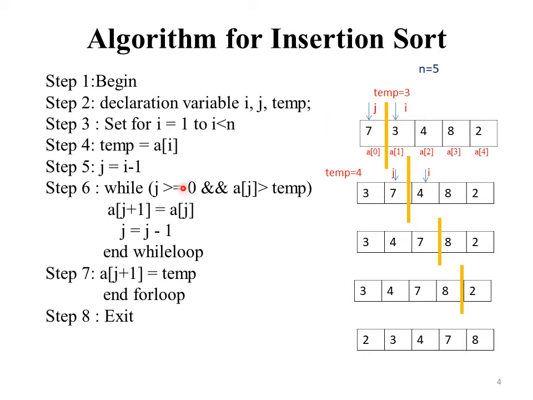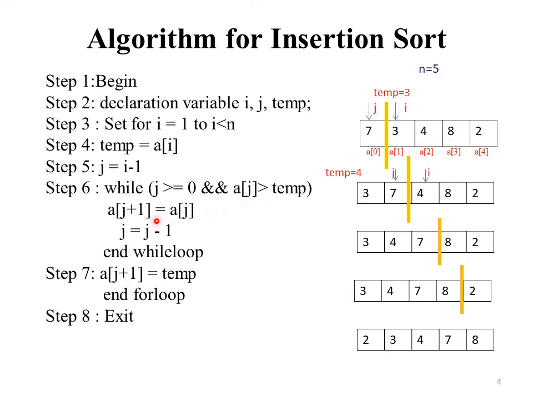So the next step is the while loop: while j is greater than or equal to 0. Here the value of j is i minus 1, so 1 minus 1 is 0. So j is equal to 0, and 0 is greater than or equal to 0. This condition is true. Now check the second condition, that is a of j is greater than temp. Here a of j means a of 0 is 7 and temp is 3. So 7 is greater than 3. This condition is also true.